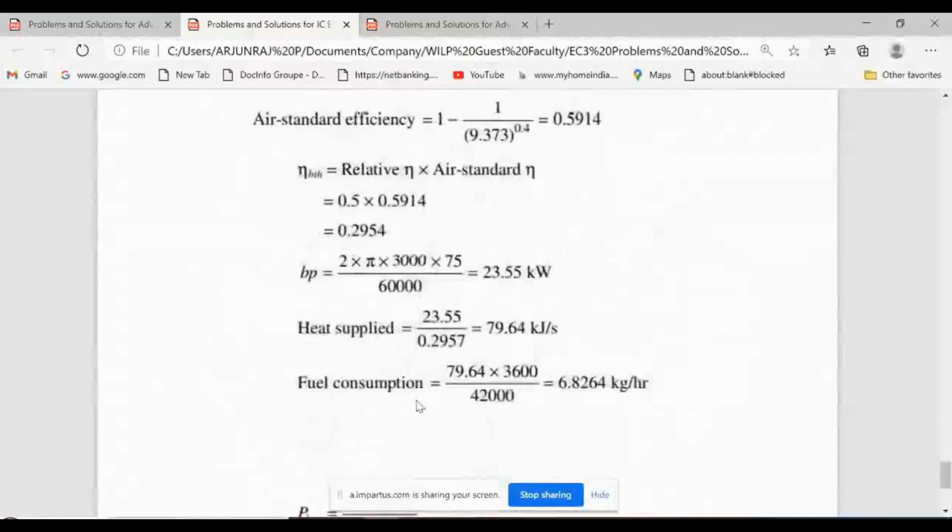Fuel consumption is nothing but brake power divided by thermal efficiency, which means the heat supply, divided by the calorific value of the fuel. So when you go to the brake power, it's nothing but 2 pi N T by 60,000. You're going to get the brake power in terms of kilowatt, and we need to find out the heat supply. This also we have seen, how to calculate the heat supply.